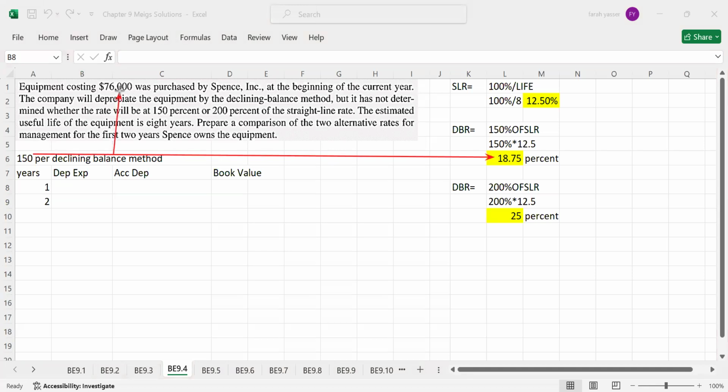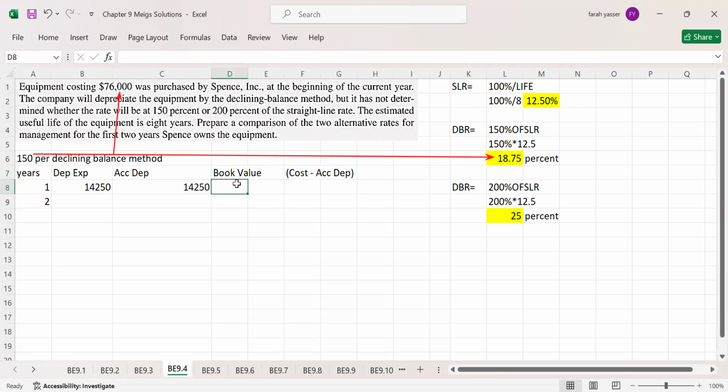The cost is also given. So depreciation expense would be cost in case of year one. In case of years after year one, it would be book value. So 76,000 multiplied by 18.75%. So this is the depreciation of year one. Accumulated is the same, 14,250, because there is no previous year depreciation. And the formula of book value is cost minus accumulated depreciation.